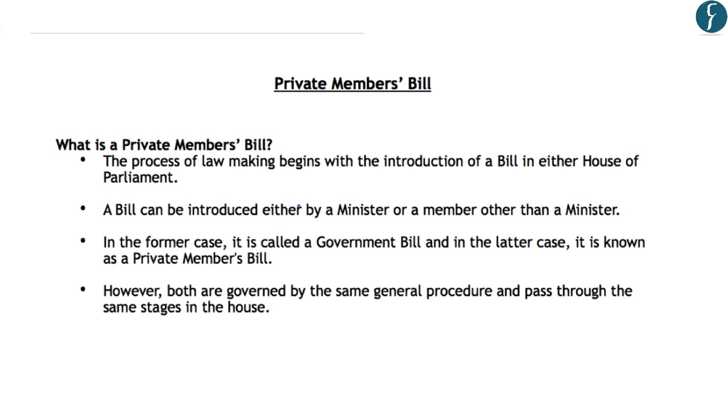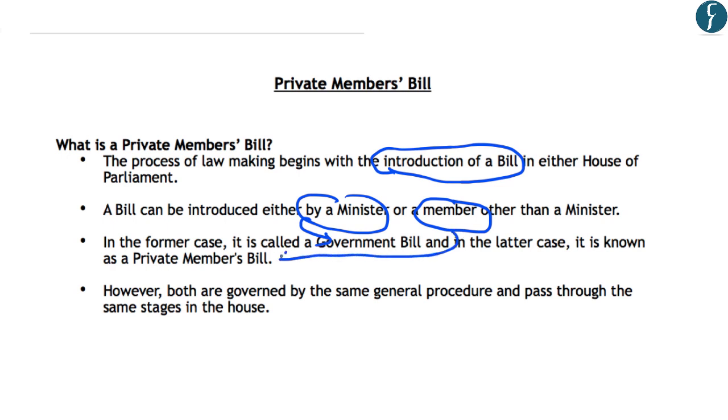So simply, the process of law making begins with the introduction of a bill in either house of the parliament. And a bill can be introduced by either a minister or any other member of the house other than the minister. When a minister introduces a bill, it is called a government bill. And if a member other than the minister introduces a bill, it is known as the private members bill. So a private members bill is a bill introduced by any member of the parliament other than the ministers.